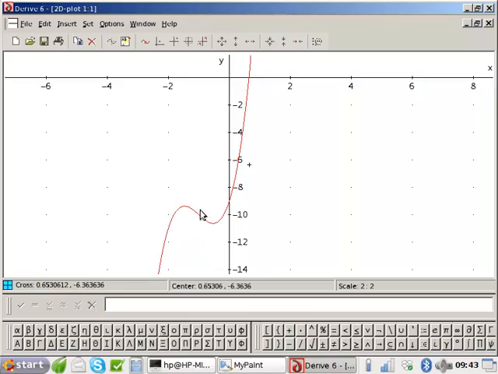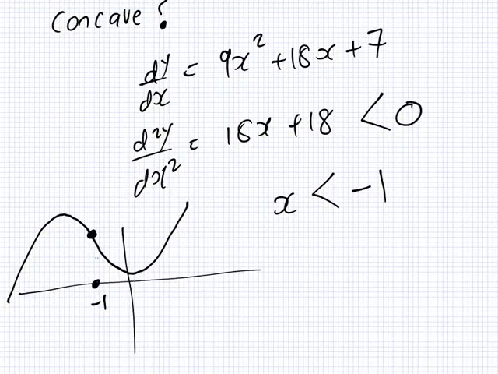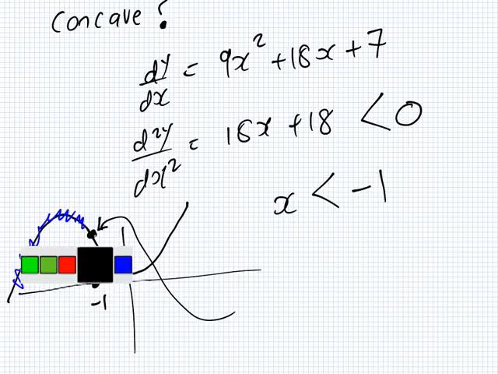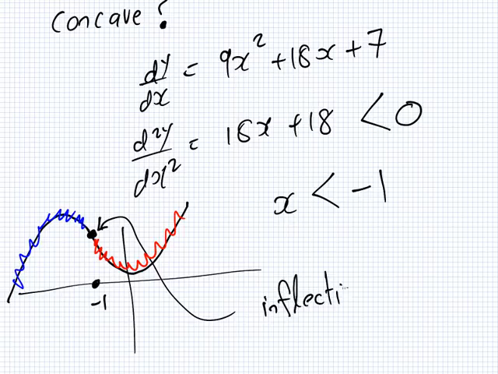So this minus 1 here is a special point when it changes from being concave to convex, and it has a name. Does anybody know its name? This point here. When it switches from being one shape to the other shape. Does anyone know its name? It's called inflection point. Here.